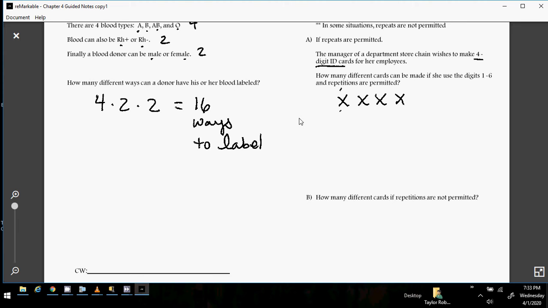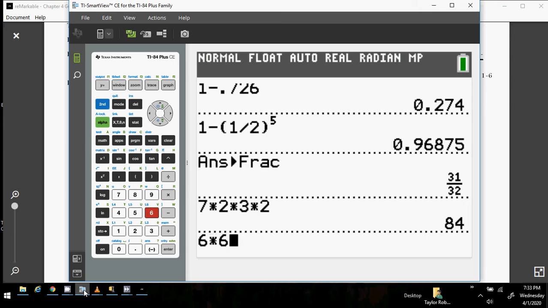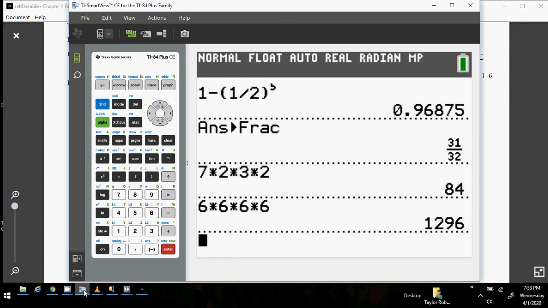And she can repeat, so it would be 6 for the second one, and the third one, and the fourth one. So this would be 6 to the 4th power. And you can do that on your calculator. 6 times 6 times 6 times 6 is 1296.